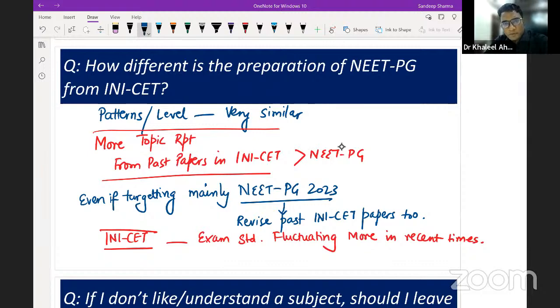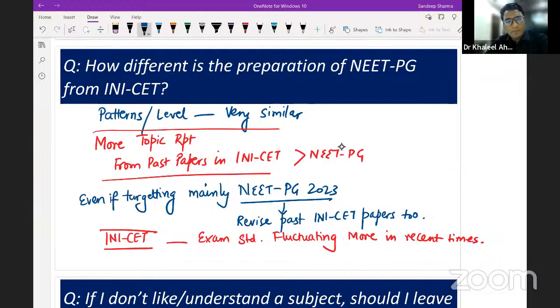All of you should plan to write INI CET, and should not try to avoid it. For whatever reason, it will help you speed up your revision. Take it as a landmark or a timeline that you will finish your revision of 19 subjects before you enter INI CET, and then you have another revision before your NEET PG.